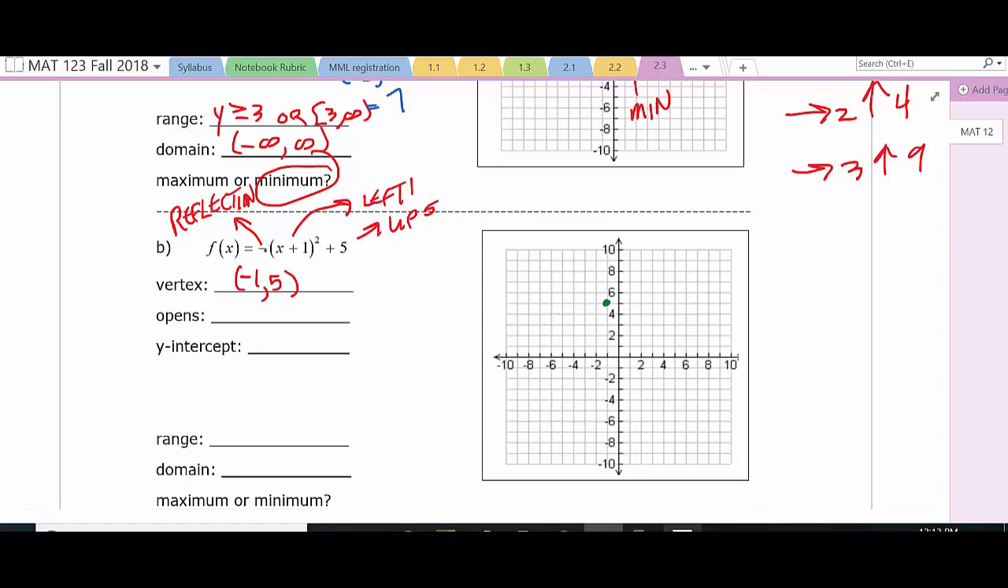Down. Why is it down? There's a negative. Good. Okay. So it opens down. So anytime you see a negative in front of the parentheses, then it's down.